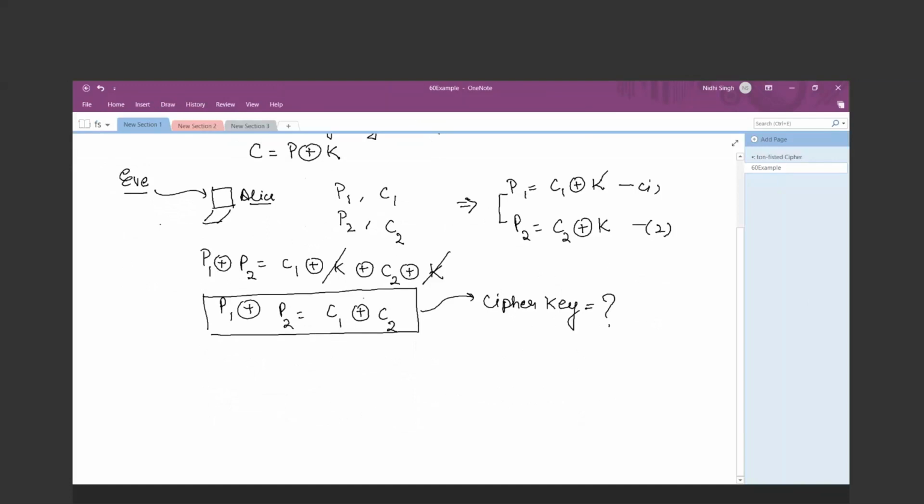Now attacker has P1, P2, C1, C2 and this relation, that is P1 XOR P2 equal to C1 XOR C2. Now attacker will do some hit and try.